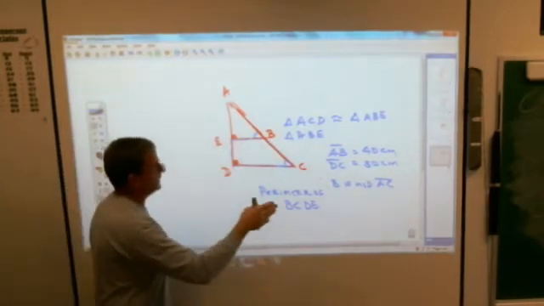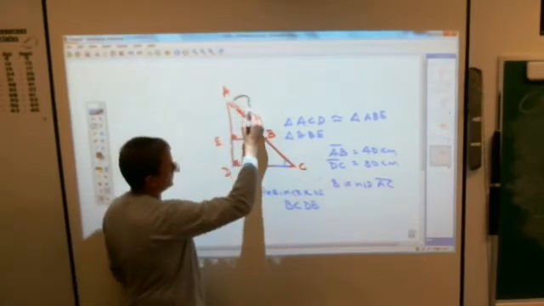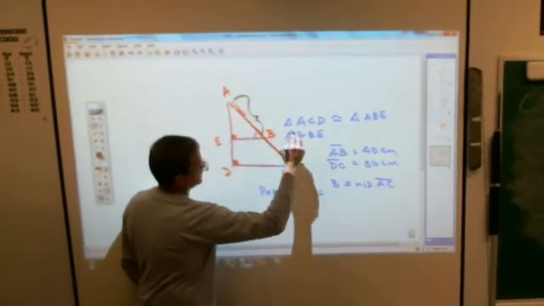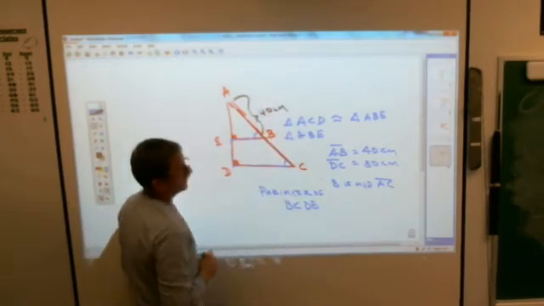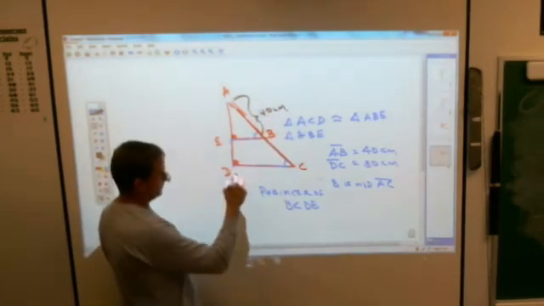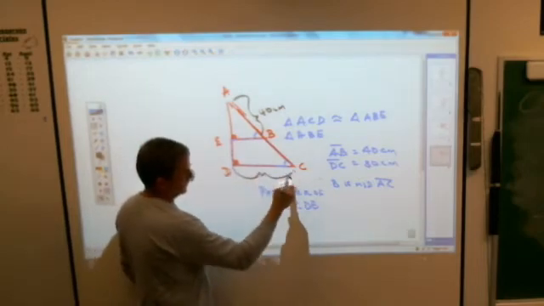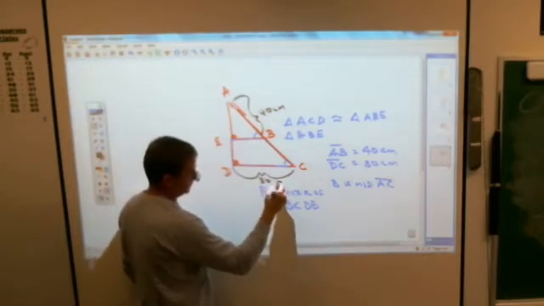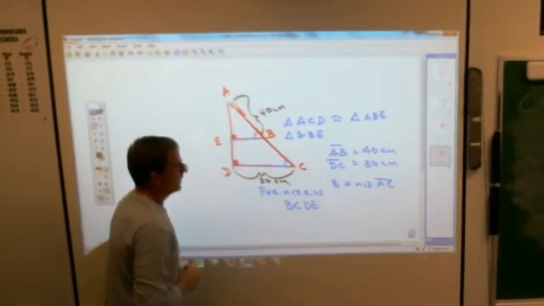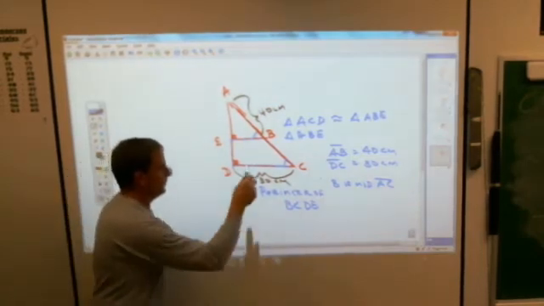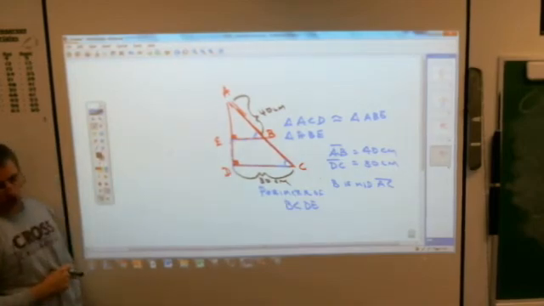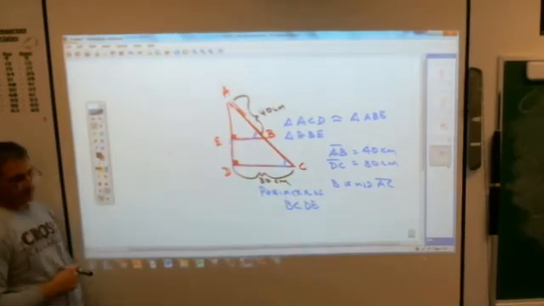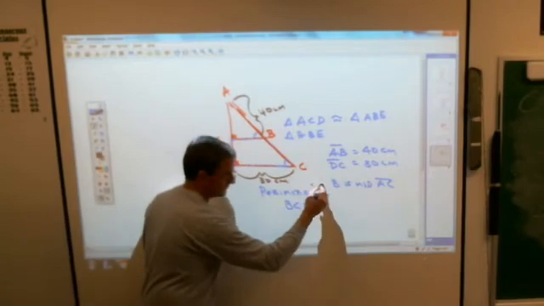We know that AB, from here to here, is how long? 40 centimeters. And I know that DC, from here to here, is 30 centimeters. How am I going to find out this and this? Somebody have some suggestions for me. I'll give you a key right here.